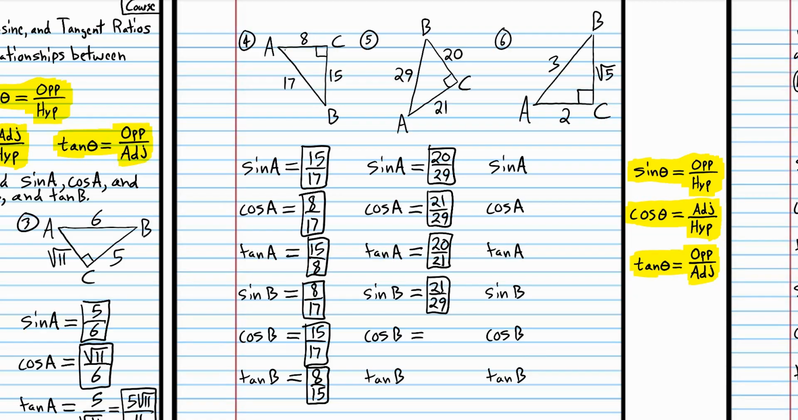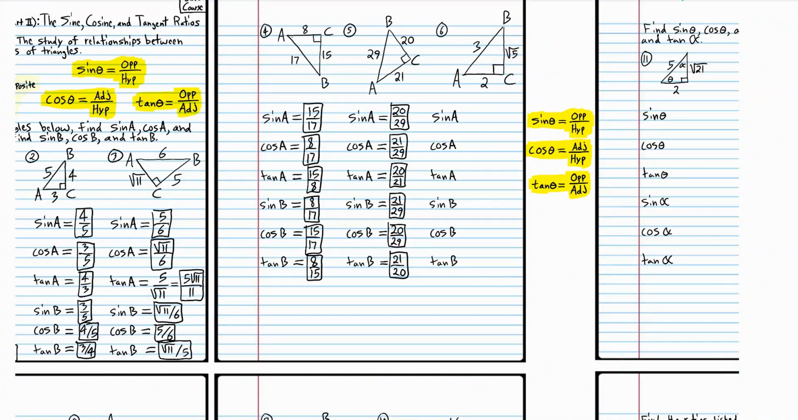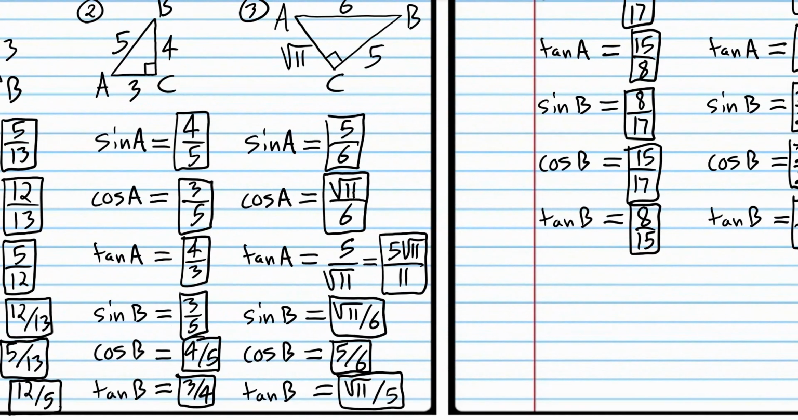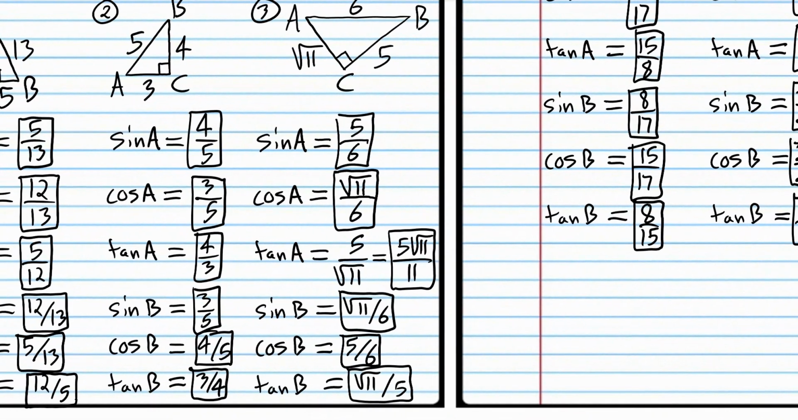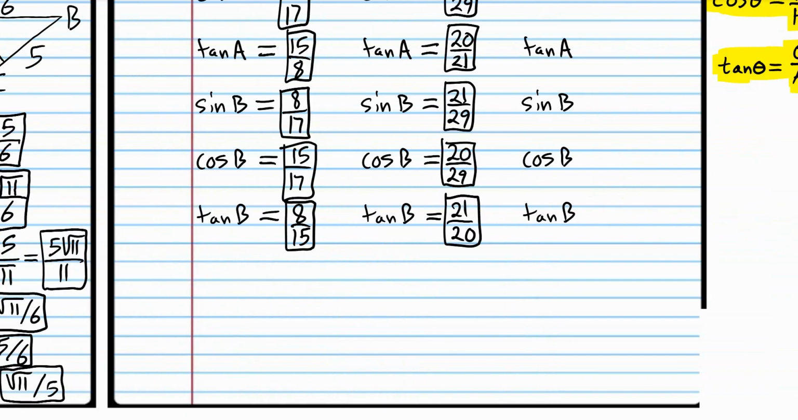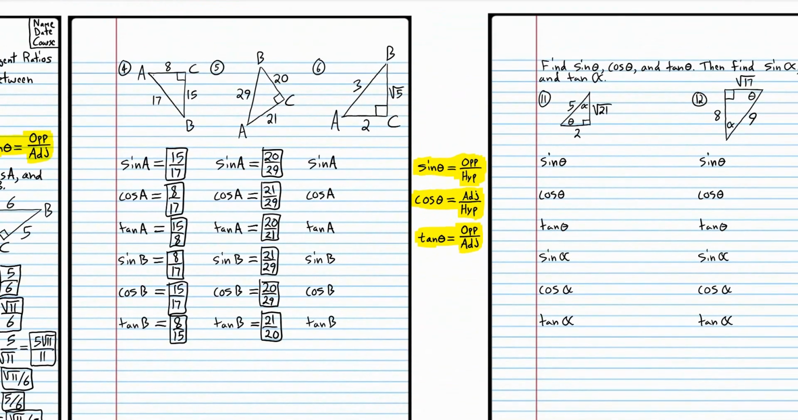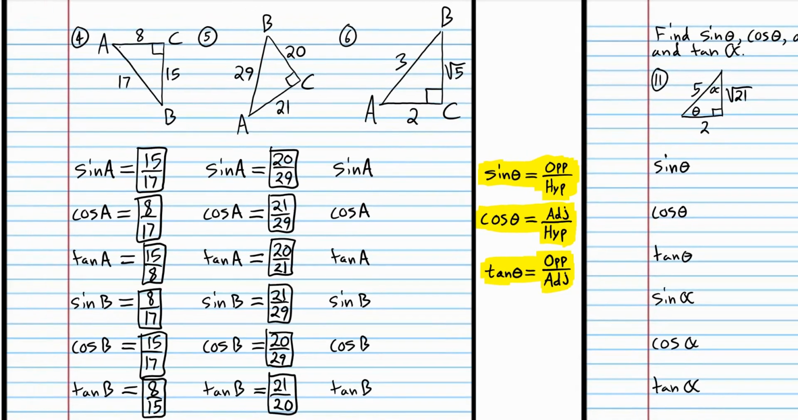Cosine B is 20 over 29. And tangent B is 21 over 20. So if you got those answers, good job. So for number 6, be aware that you might have to rationalize the denominator. If you get stuck on that part, that's okay, but you might want to take a screenshot of tangent A there in number 3. You're going to have to do something like that. So go ahead and try number 6, and when you come back, we'll do it together.